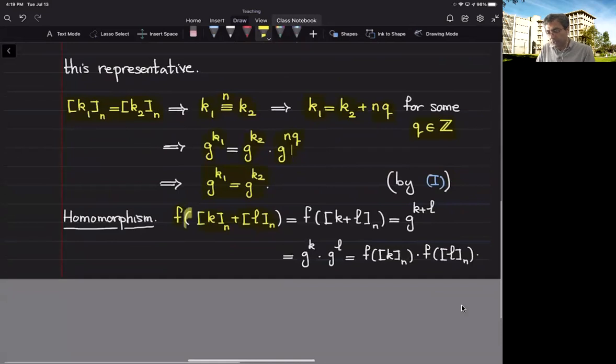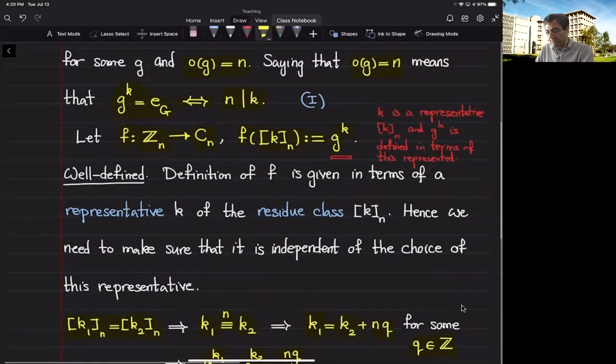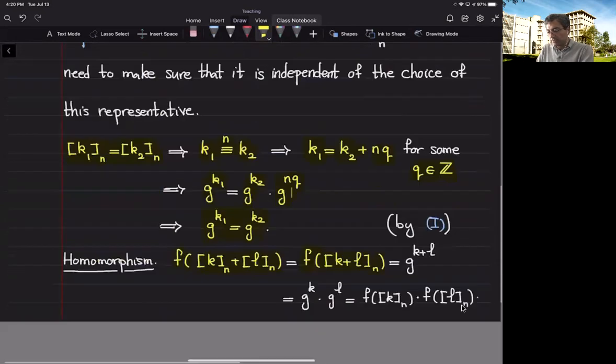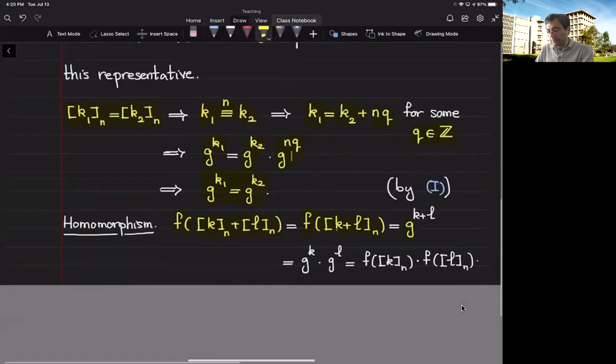So I'm going to use f of the sum of these elements. By definition, the sum of these residue classes is the residue class of the sum of these integers, and f of this, remember, f of a residue class is nothing but g raised to the power of that integer. So I need to raise g to the power of the integer k plus l.